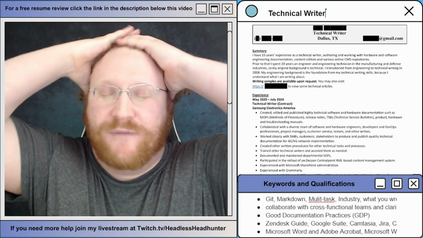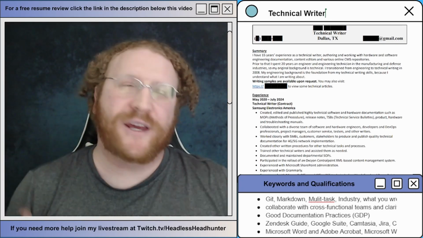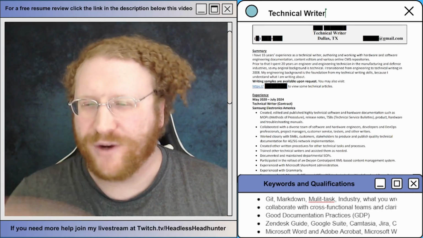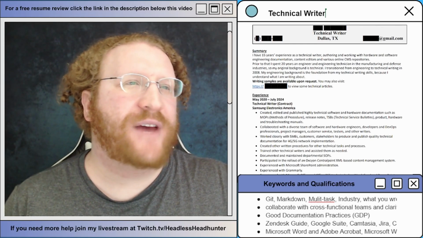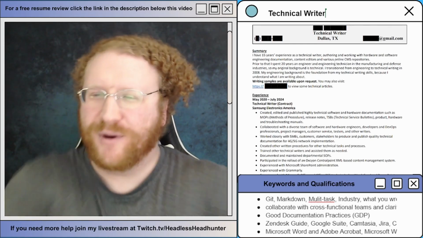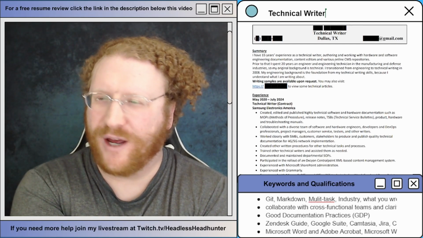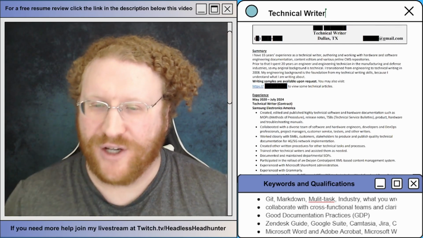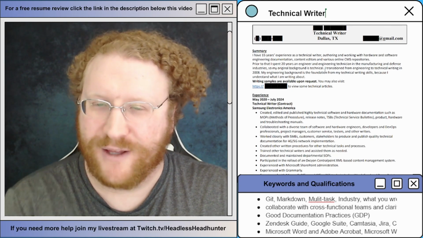Really what we're going to look for is how you wrote documents, how they use documents, what you used to write them, and how you understood new stuff. So they currently have 100 to 1, which isn't great at all. They have 15 years experience as a technical writer, authoring, and with hardware software engineering. Prior to that, it's been 20 years as an engineer. Again, you keep bringing this up, and I don't think it's relevant.